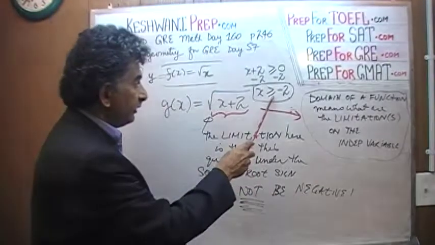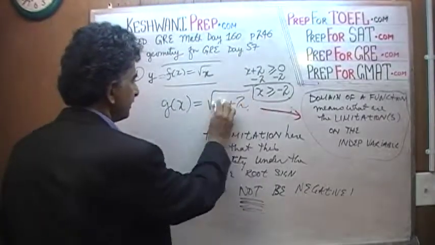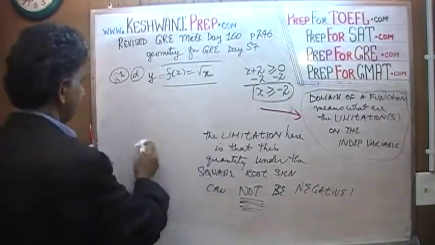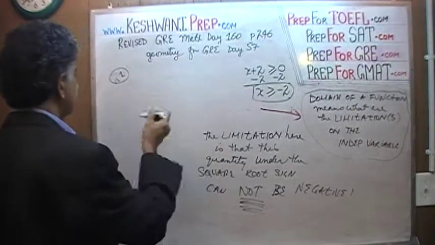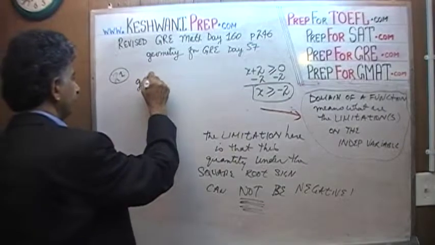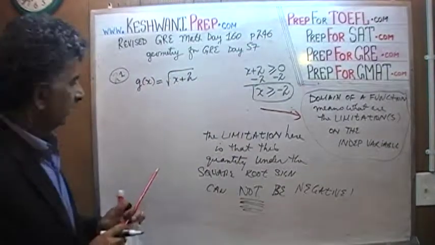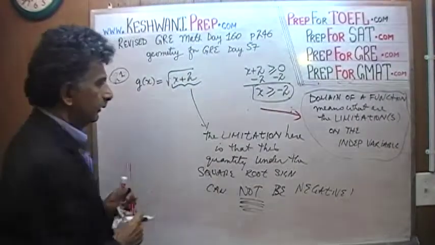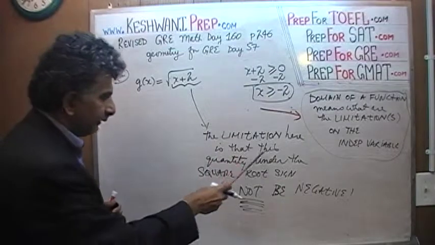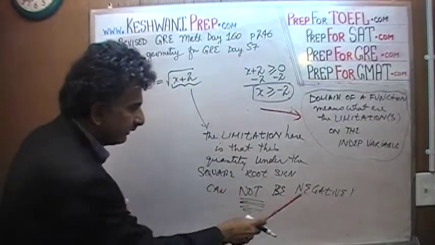It can be negative 2, which is fine. Let's put this a little bit to the side here so that it doesn't touch each other. Here, the limitation is that this quantity under the square root sign cannot be negative.